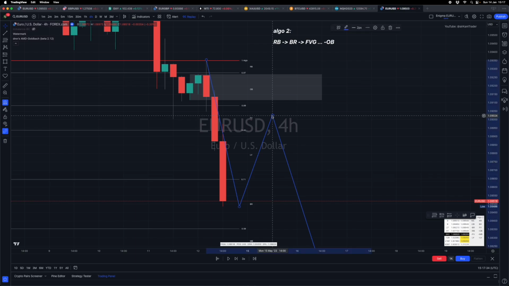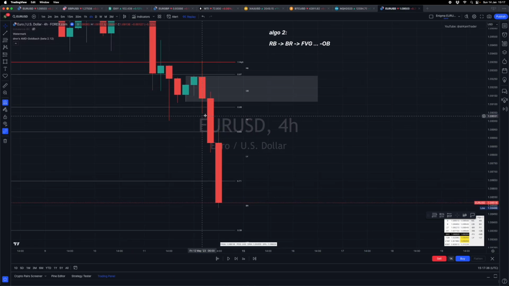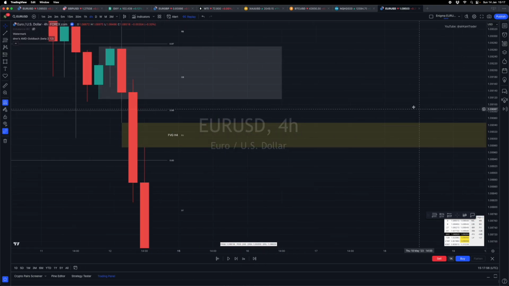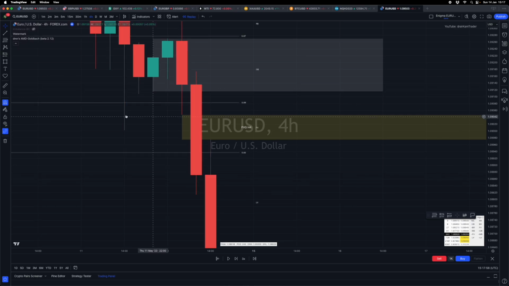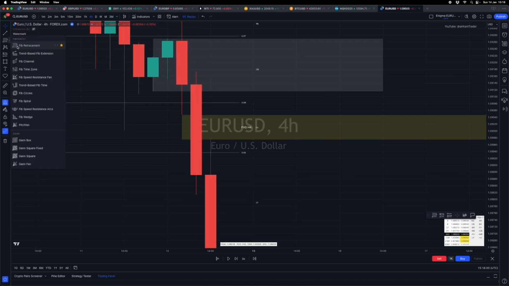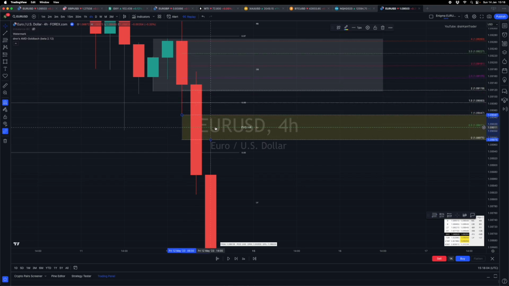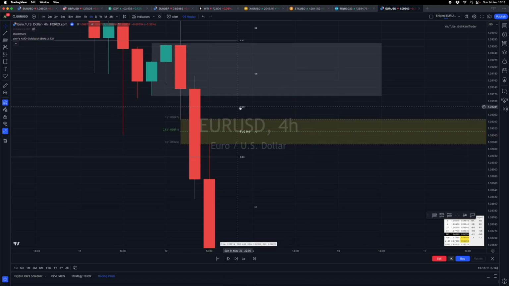Furthermore, we expect a fair value gap to form in the fair value gap GB level. Here is the fair value gap. Now, from memory, I remember that this was very precise. So I remember that the consequent encroachment of the fair value gap produced by the candles was very close to the consequent encroachment of the fair value gap GB level.